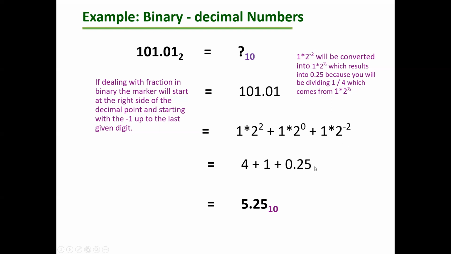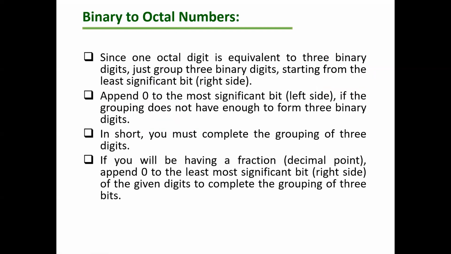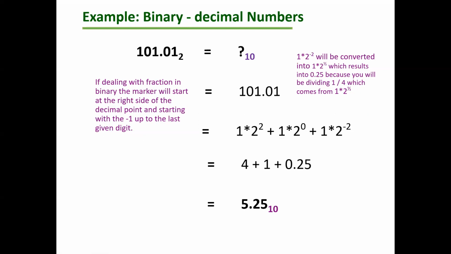So, pag nakuha na natin yung result, pwede na nating idagdag dun sa iba pa. Kaya ang value niyan is 5.25 with the base 10. So, that is the result of 101.01 with a base of 2 equal to 5.25 with a base of 10. So, yan yung fractional part natin para sa ating binary conversion to decimal numbers. Magbibigay ako later ng activity para matry ninyo yung mga conversions na yan.